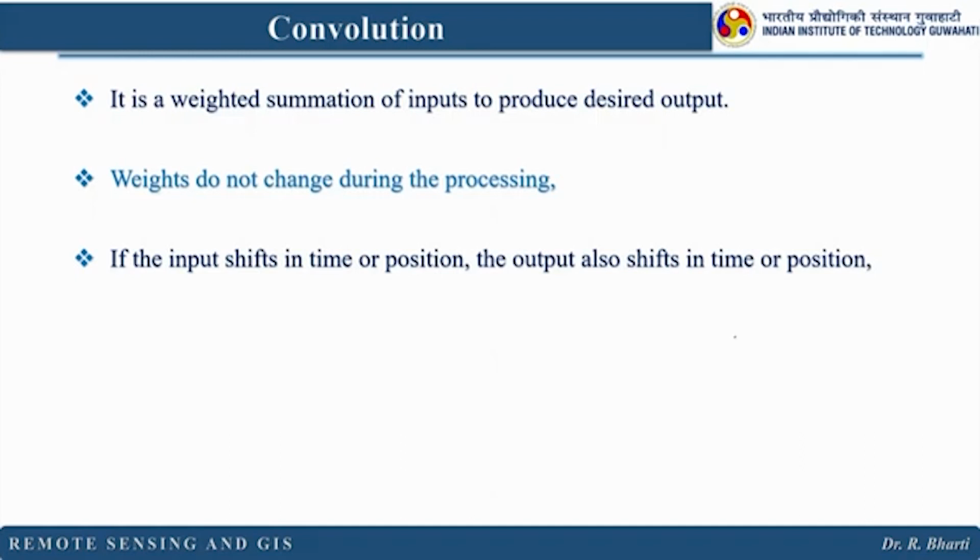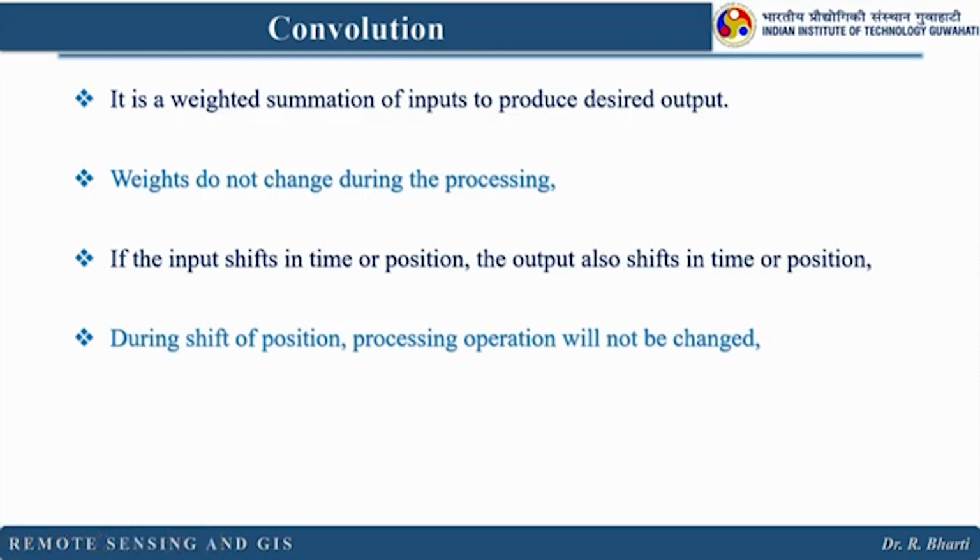Here, you have an image, let us say a 3 by 3 one. You have a weightage that you overlap and you calculate the value for the central pixel. Then if you change the position of your image, your weightage will also move in that direction. Then you calculate the next pixel. Likewise you have to cover the whole image. During the shift of position, the processing operation will not be changed.